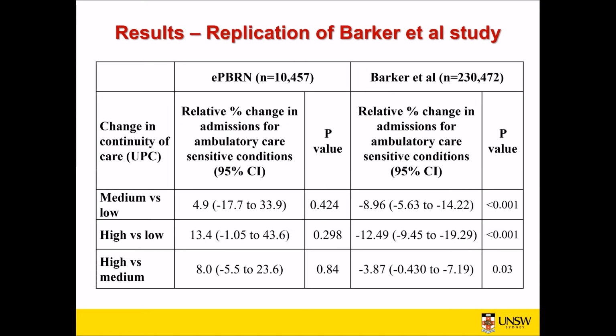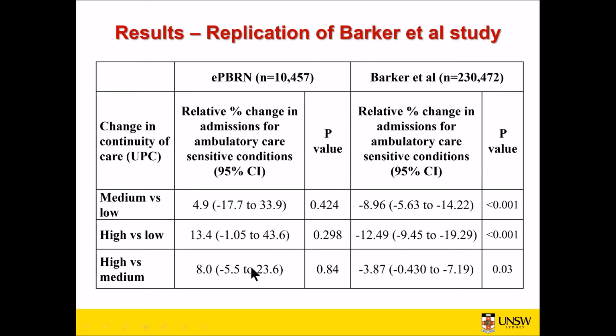The next slide is essentially focusing on the change in the UPC groups, comparing between the groups: medium versus low, high versus low, and high versus medium. Here we can see that in all three groups in the Barker et al. study, they found a significant change between the groups. But we didn't find those changes.